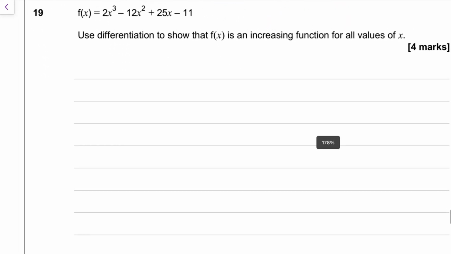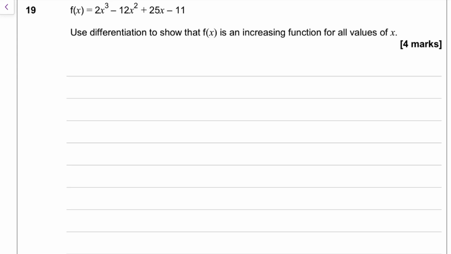Right, next question. Use differentiation to show that f of x is an increasing function for all values of x. Right, okay. So increasing function is where the first derivative is greater than 0. So I'm going to first of all differentiate, because that's going to be a couple of marks even if I can't do the rest. So that's 6x squared minus 24x plus 25. Is that right? 6x squared minus, yeah. Then I'm going to need to show that this is greater than 0.